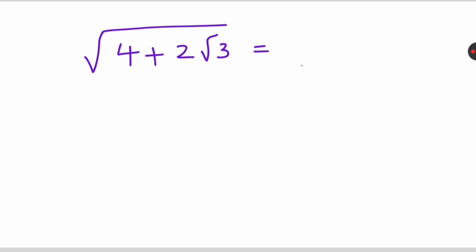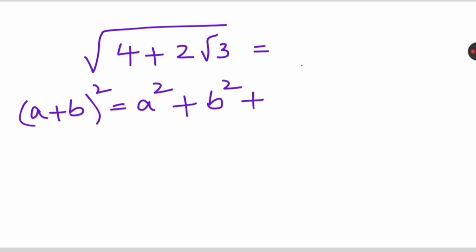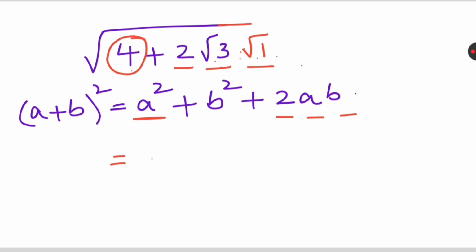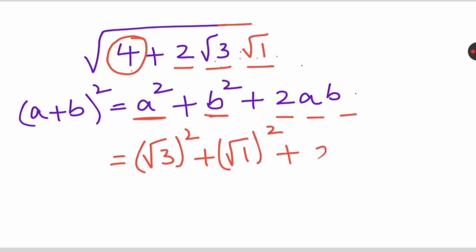What is the formula for a plus b whole square? The formula is a square plus b square plus 2ab. Here 2ab. Here we have 2 and here we have root 3. And if you write here root 1, so root 3 times root 1, which gives root 3 only. The term it won't change. So our a value is root 3 and b value is root 1. So here we have a square. So let's take root 3 whole square plus b is root 1. So that is whole square means root 1 whole square plus 2 times our a is root 3 and our b is root 1.